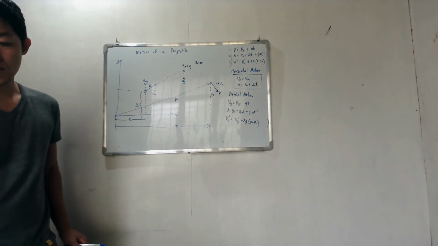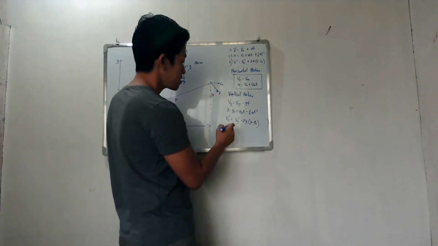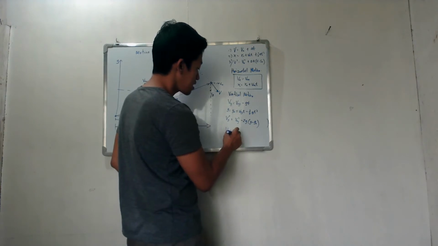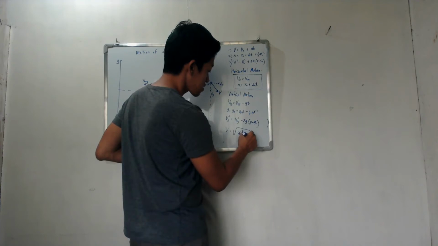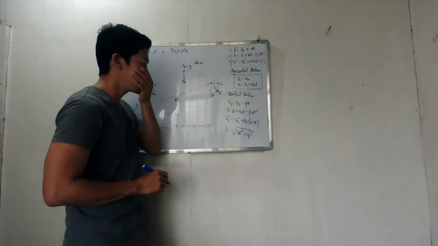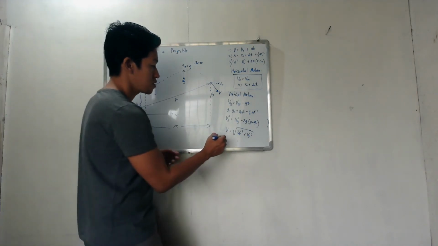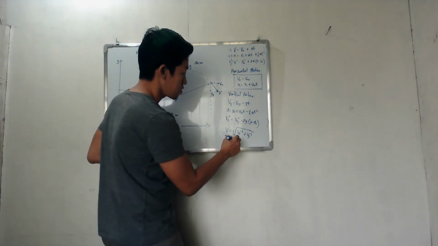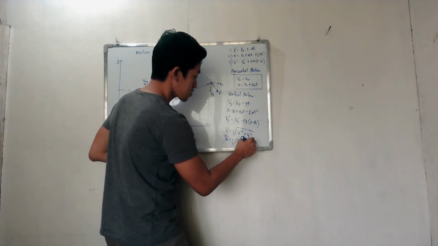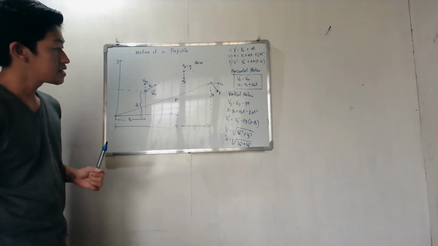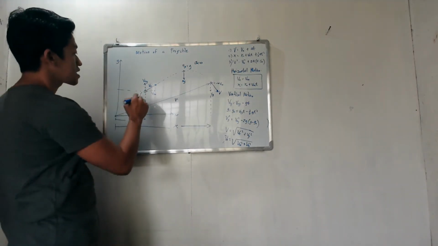If you want the final velocity, you just get the square root of Vx squared plus Vy squared, as well as for v sub o, the square root of v sub o x squared plus v sub o y squared. For the direction, you can get the angle theta.